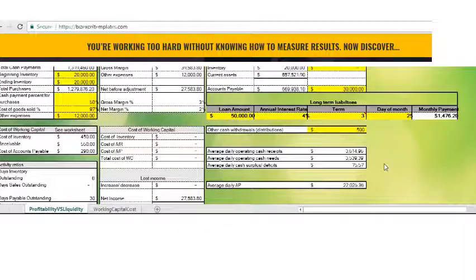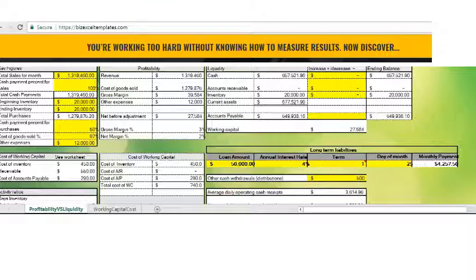Before we do our analysis, let's enter the loan amount and any other cash withdrawals made from the business. So this business has a total loan of $50,000. The annual interest rate is 4% and the term is 3 years. The day of the month this payment is made is the 25th of each month. So just make sure you fill in the yellow cells. Also, this business owner takes out $500 every month as distributions.